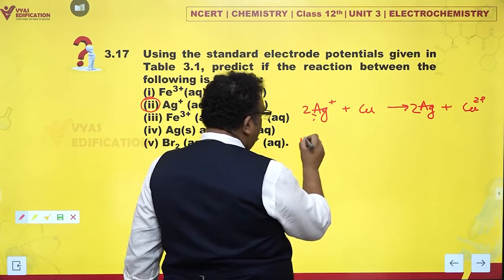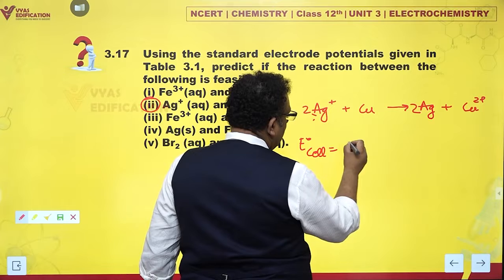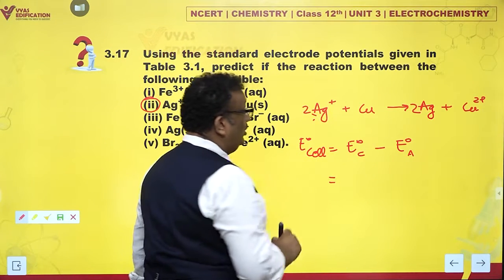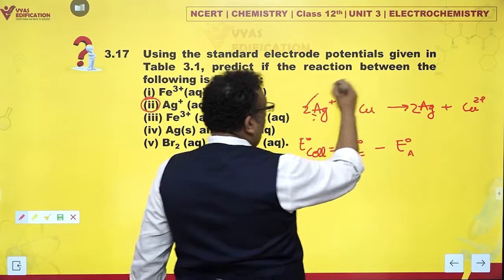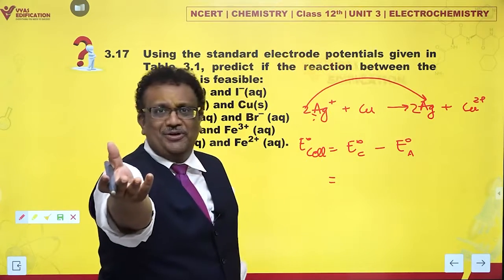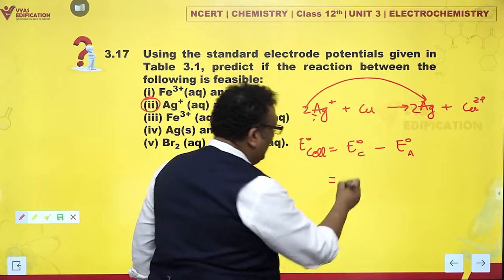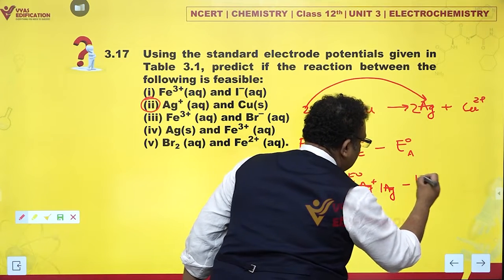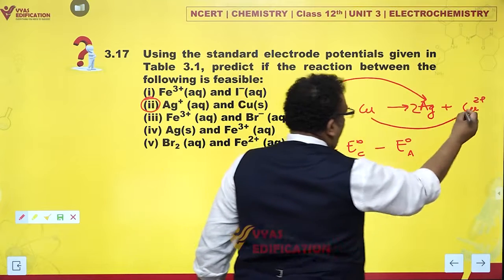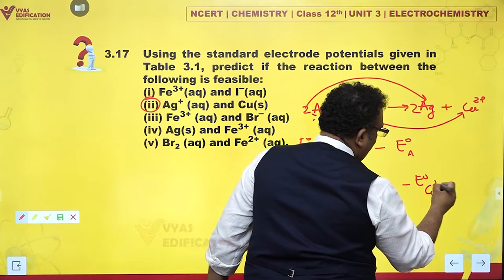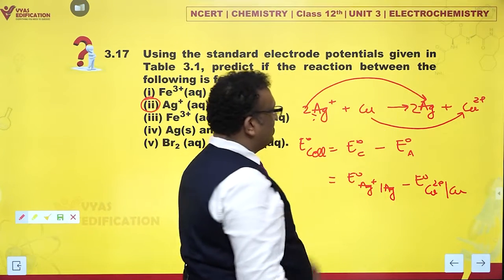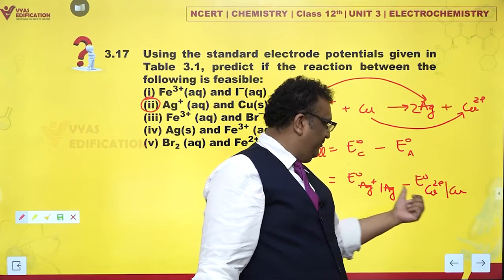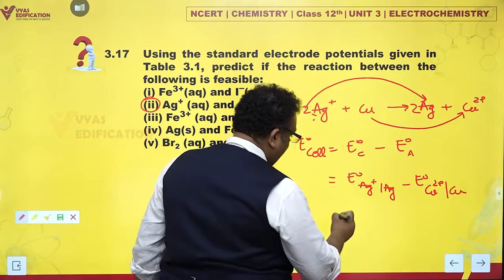Now, E naught cell for this reaction is E naught cathode minus E naught anode. Which is cathode? Which undergoes reduction. And who undergoes reduction? Silver undergoes reduction. So let's take that as cathode. This is E naught of Ag plus to Ag minus E naught of Cu2 plus to Cu. You can say this is anode. Fine, but we are writing SRP, so we have to write like this. And because anode, we have put a minus sign. That's a part of our formula.